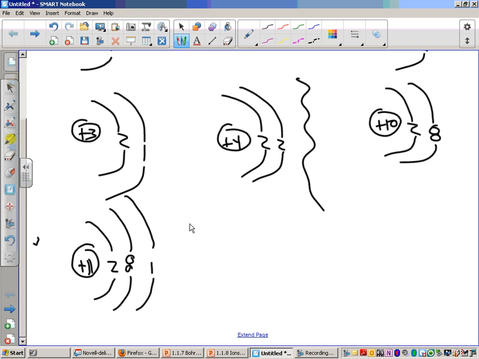Maybe to just clarify, this was lithium, this was what, beryllium? That one was neon, and this one was sodium. It's 11.